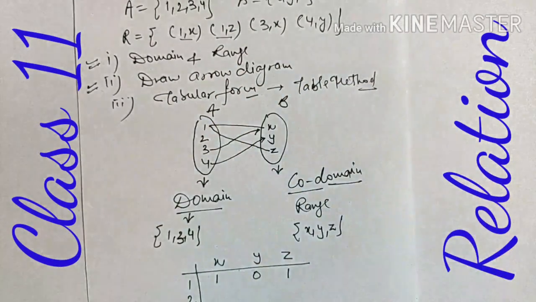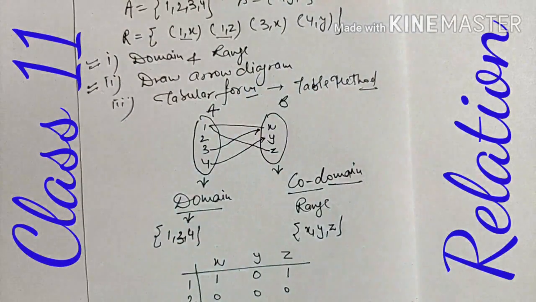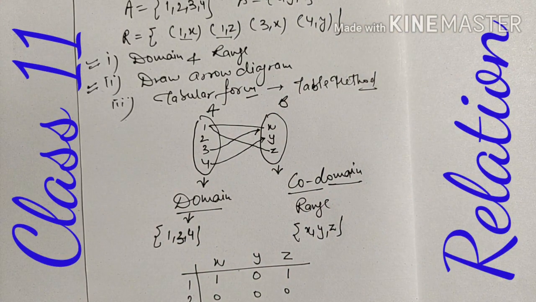With 2 there is no pairing, so all are 0. With 3 there is pairing for x only, other 0. With 4 there is pairing for y only, all others are 0. This is the table method. Here we are indicating the relation in tabular form.